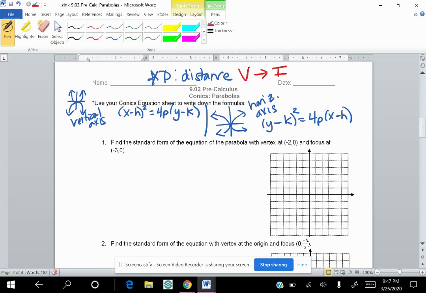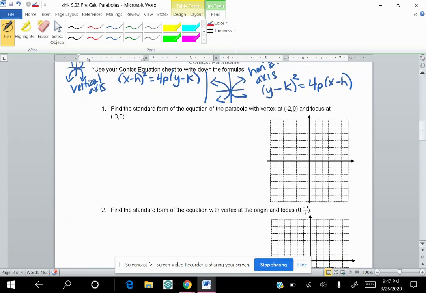Number 1, find the standard form of the equation of the parabola with a vertex at -2, 0 and focus at -3, 0. So I gave you grids on all these just because I think that it helps a little bit to sketch it out and see what's going on. So the vertex is -2, 0. I'm going to label that V, and the focus is -3, 0.